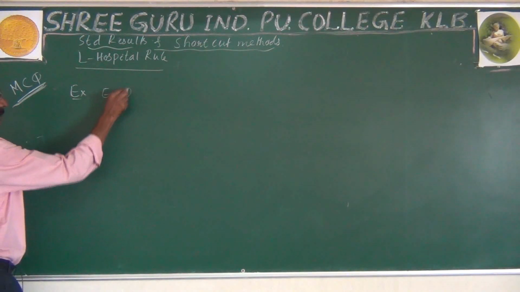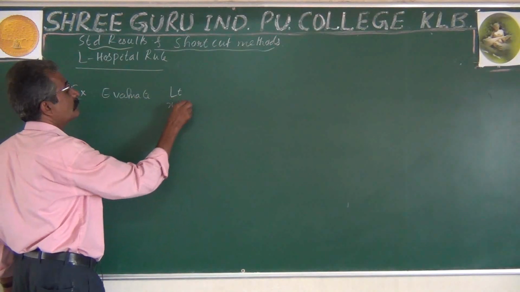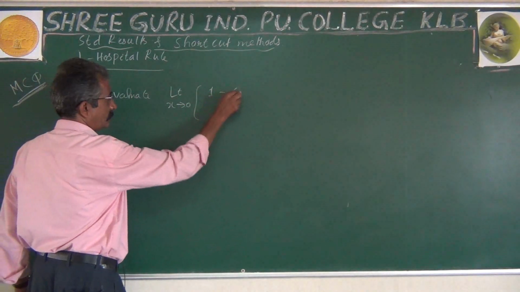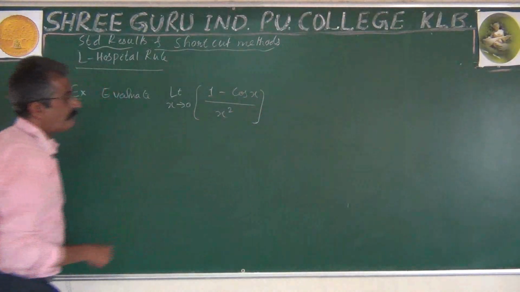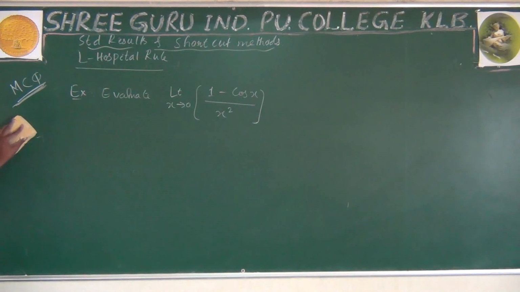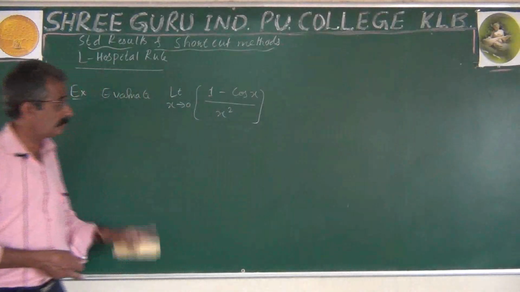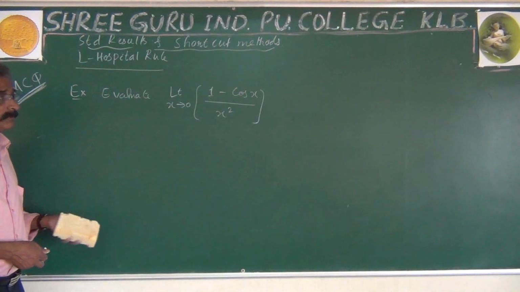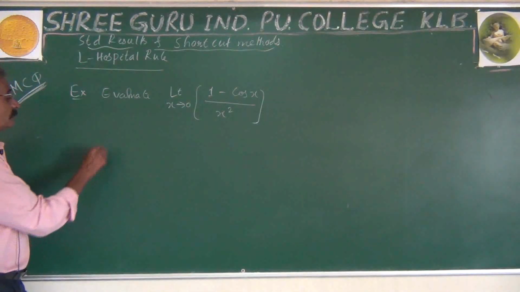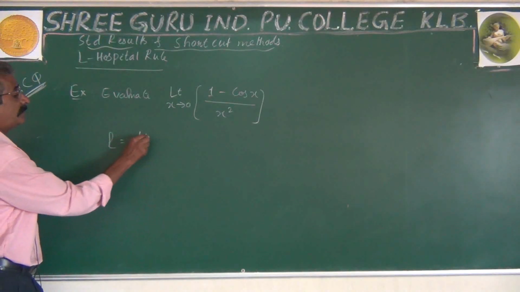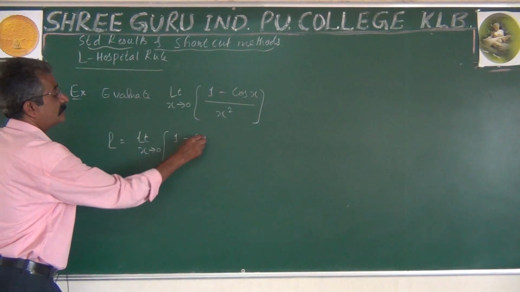So for example, evaluate limit as x tends to 0 of 1 minus cos x divided by x square. If you apply first year PUC methods, you need to apply the trigonometric method. 1 minus cos x is 2 sin square x by 2, and use the sin theta by theta formula, etc. Now we can apply L'Hospital rule. So now the given problem is limit as x tends to 0 of 1 minus cos x divided by x square.